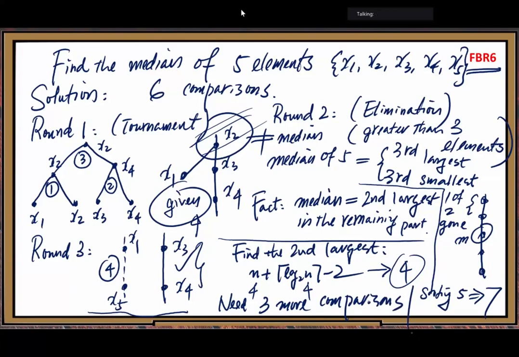So the first round and second round we just do elimination. Now we combine all the comparisons, 3 plus 3, 6 comparisons total.